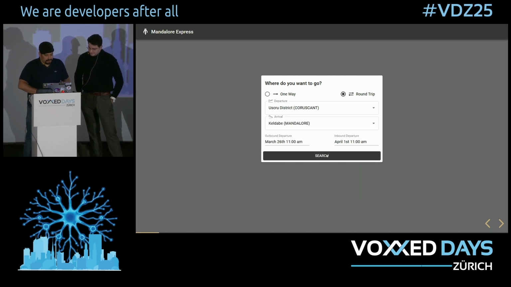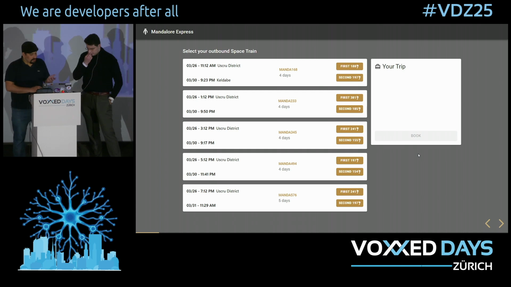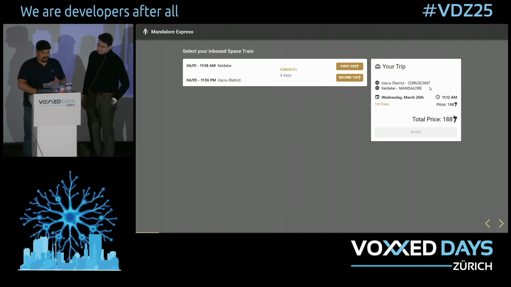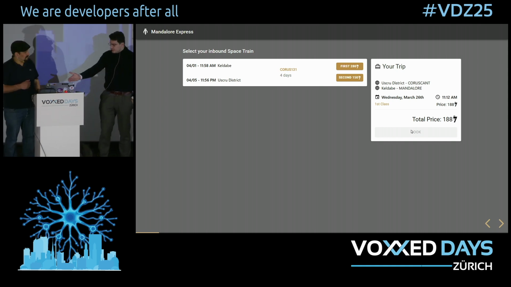Obviously. But now, when you hit search, you no longer see at the same time the outbound and the inbound space trains. We only display the outbound ones and the user can choose between first or second class fare. So let's say we select the first class fare, and as you can see here, it has populated the selection panel on the right. Yeah, what I can see is that you managed to deploy some code that's just broken in production. I can't even click book.